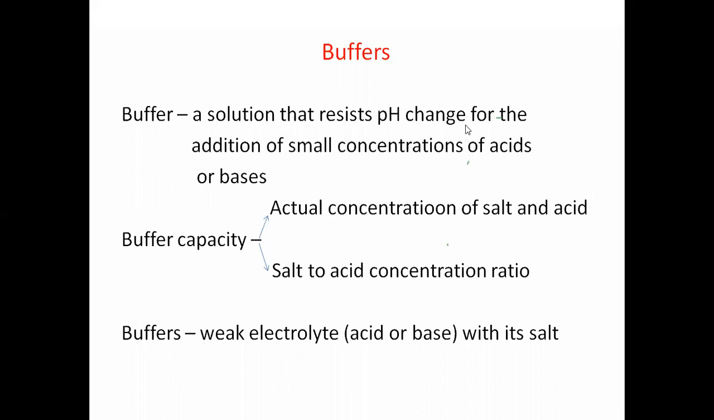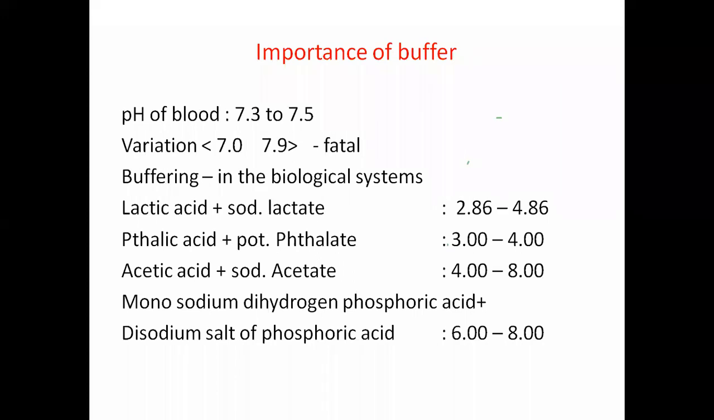Now you will see the importance of buffer. The pH of the blood is 7.3 to 7.5. When it goes below 7 or is higher than 7.9, the effect will be fatal. So buffering is always taking place in biological systems, and various buffers are acting at various places of our body to maintain appropriate pH.